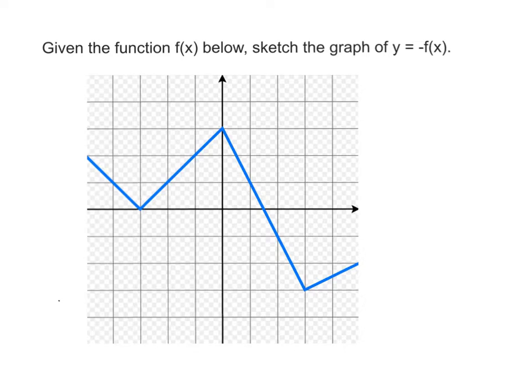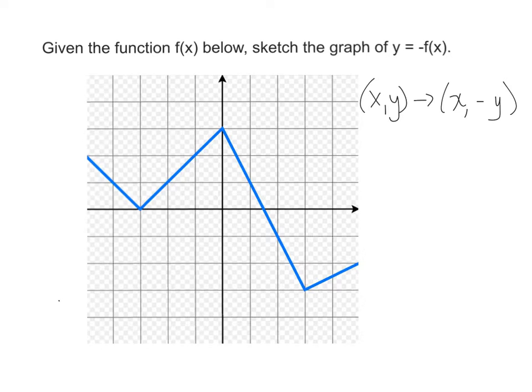This question, I think, was on your worksheet as well. Given the function f of x below, sketch the graph of y equals negative f of x. So what type of reflection is this? Reflection in the x-axis or reflection in the y-axis? If it's negative f of x, reflection in the x-axis, right. And so that means that the mapping rule, x, y maps to x and negative y.